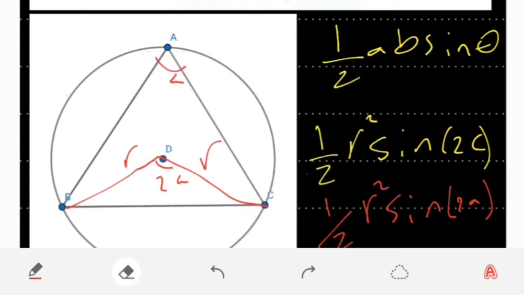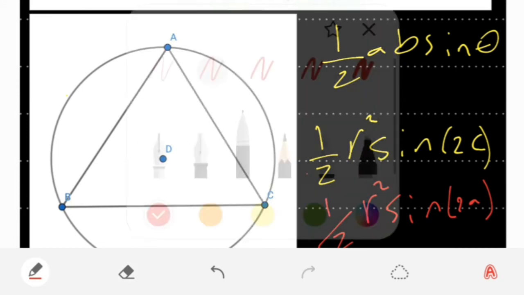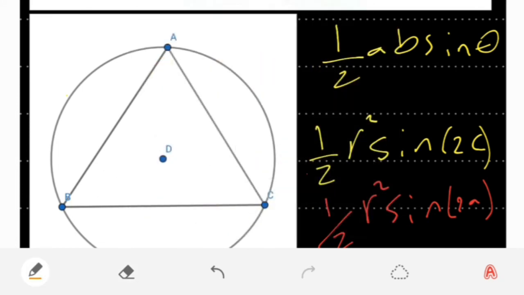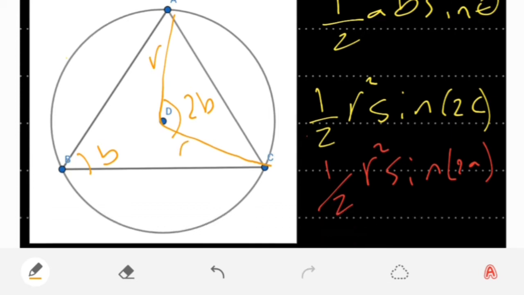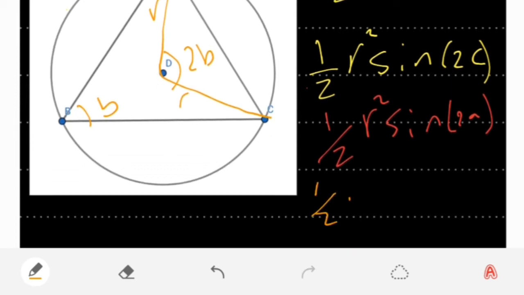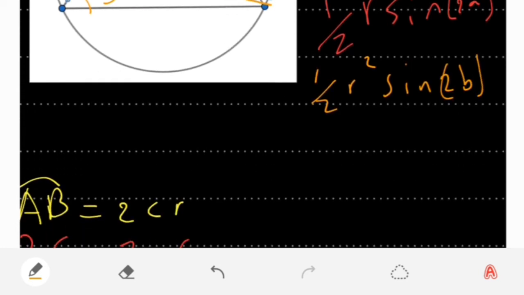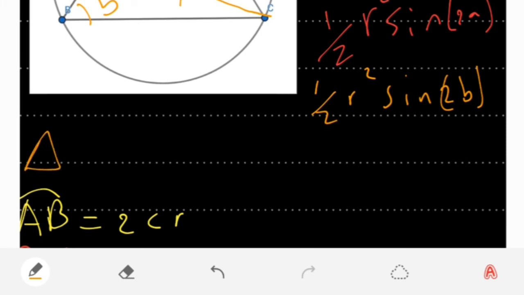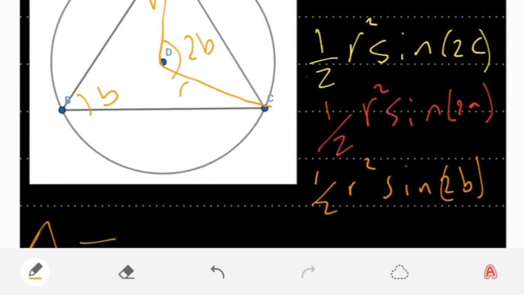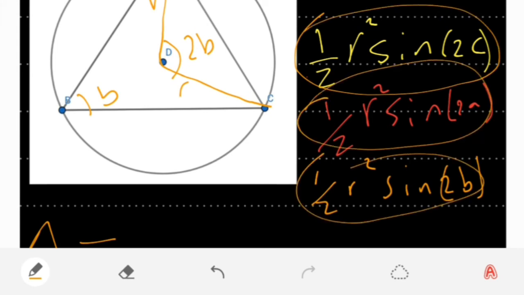What about the last triangle that we need to find? The one that was orange. This one. Over here it was B, and over here it is 2B, right? If you don't know this thing over here, it is just the inscribed angle theorem, okay? And this is R and this is R. So it is 1/2 of R squared sine of 2B, okay? So the area that we want is the total area, the sum of this plus this plus this.